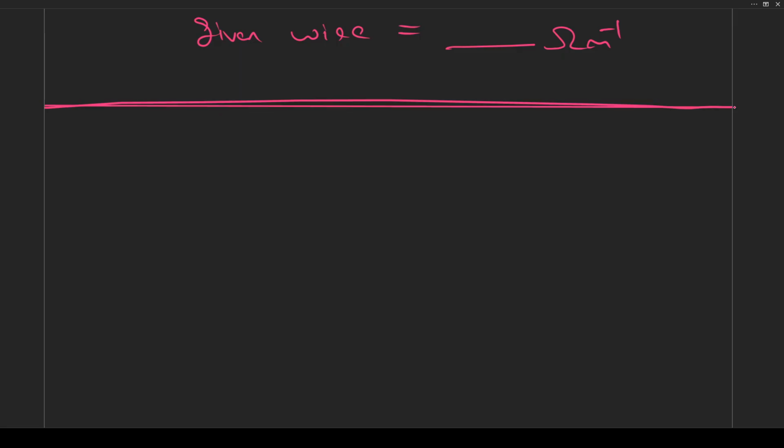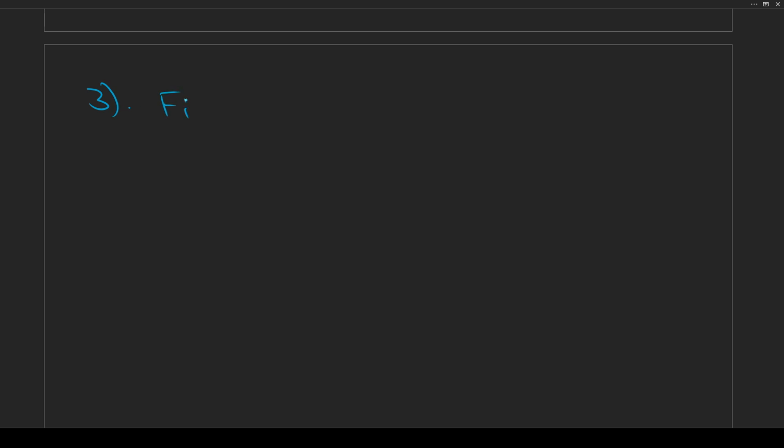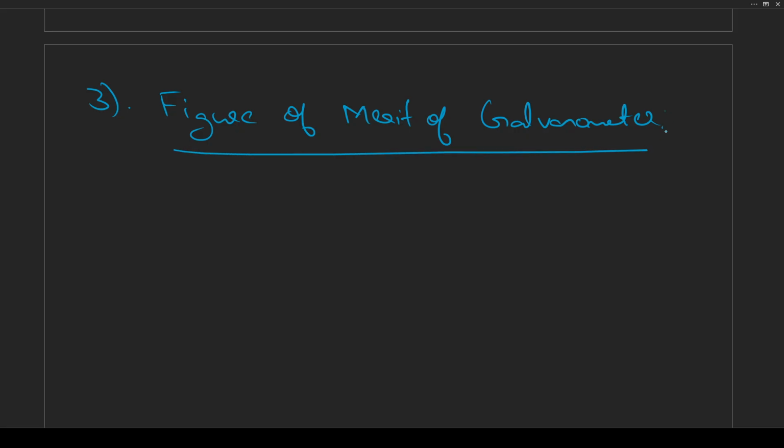Going to the third experiment. Here the diagram slightly changes. The third experiment, let's start in a new page. The third experiment is figure of merit of galvanometer.